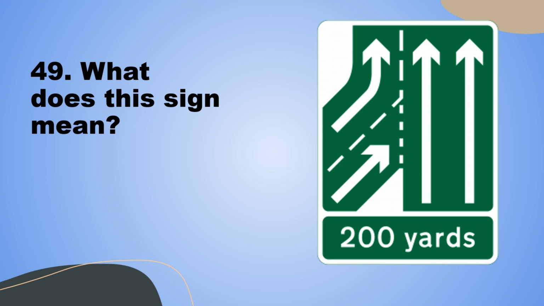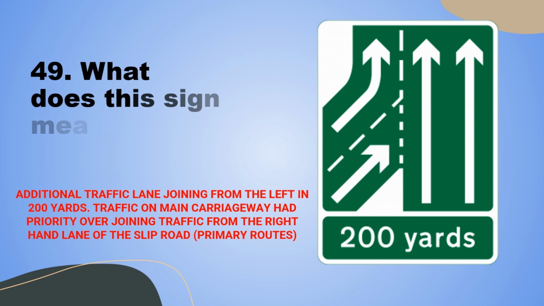What does this sign mean? Additional traffic lane joining from the left in 200 yards. Traffic on main carriageway has priority over joining traffic from the right-hand lane of the slip road, primary route.